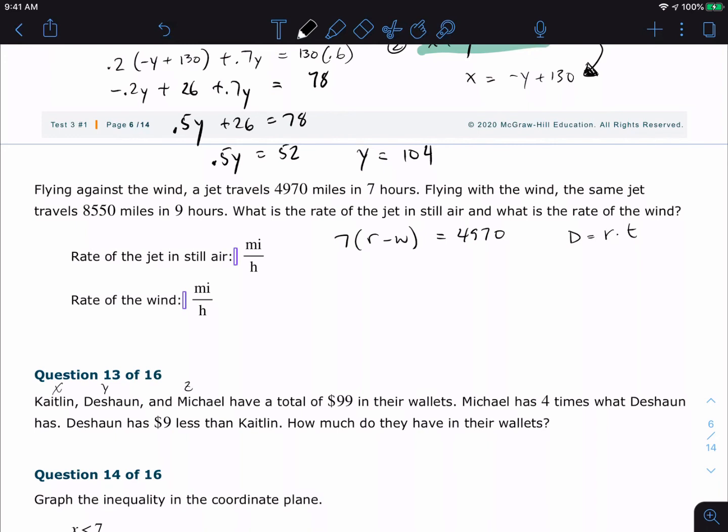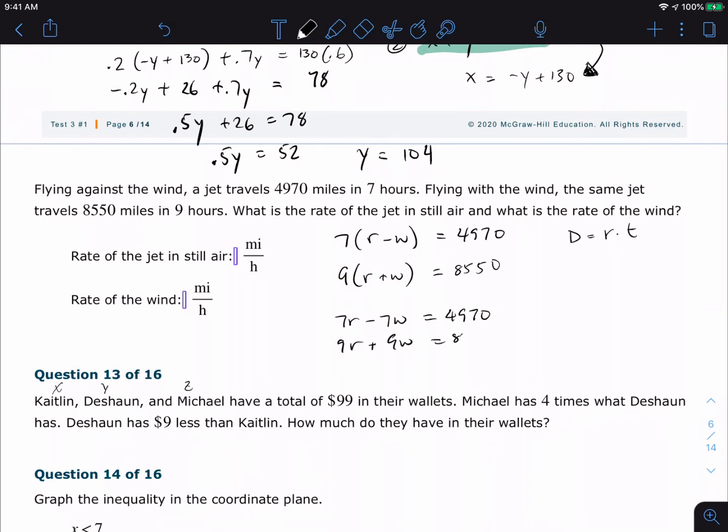And then the second one says, flying with the wind, the same jet travels 8,550 miles in 9 hours. So we're going to go 9 times the plane's rate, the same speed, but now it's going with the wind, and it's going to go 8,550. So when we distribute, I'm going to get 7 and 7. Right? So 7r minus 7w is equal to that, and 9r plus 9w is equal to this. And this one here we're going to do by elimination.